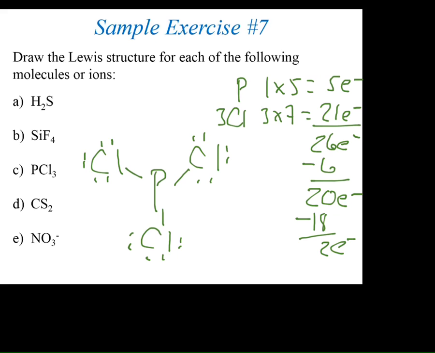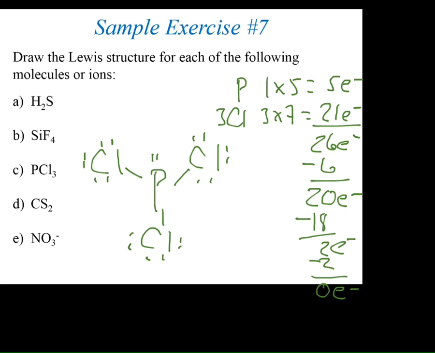2 left. So where do they go? Well, phosphorus only has 2, 4, 6. It would love to get 2 more. And there's 2 left. So I put 2 there. And we use them all up. Last thing to always do, check and make sure that center atom has an octet. And it does. Phosphorus has 2, 4, 6, 8. So it's happy right now.